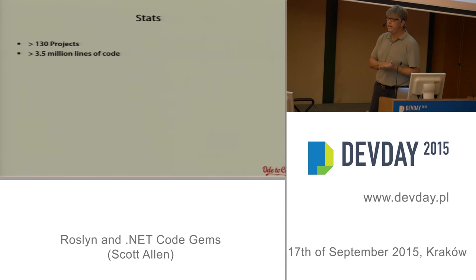There's a roslyn.sln solution file that you can open up, and there's 130 projects inside, and there's over 3.5 million lines of code. There's probably more even now. That was back when I looked at it in June. And that's C# code and Visual Basic code.